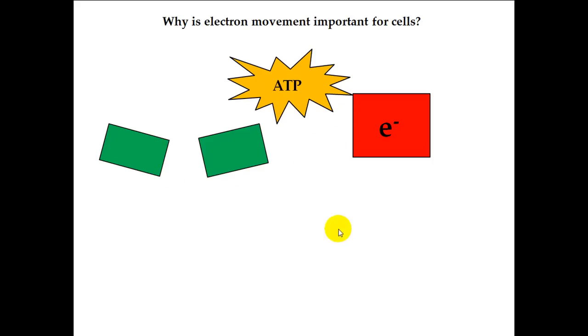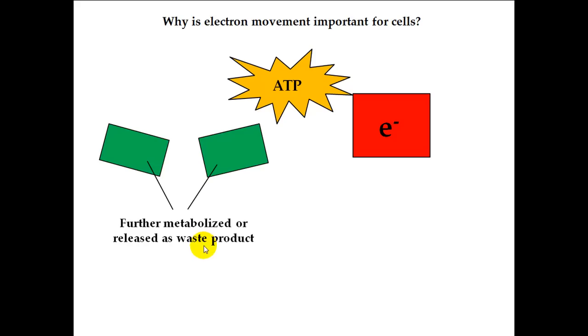If you take a look at the leftovers here, so this molecule here, after it got broken down, the leftovers can either be further metabolized or they are just released as waste products. This molecule here, after it's accepted the electron, it's already done its job, right? The ATP has already been produced, so this no longer has a function, so it's also usually released as a waste product. So here's one of the sources of metabolic waste products inside of cells.